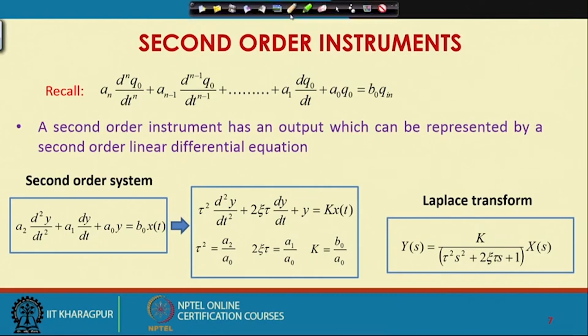So, if I retain up to second order terms, I get this ordinary differential equation from this general nth order ordinary differential equation. So, this represents a general mathematical model for a second order instrument.